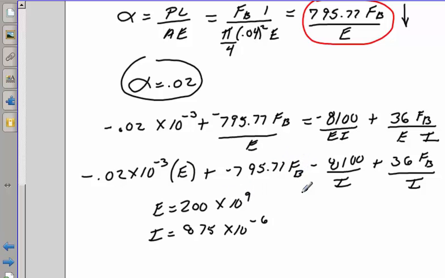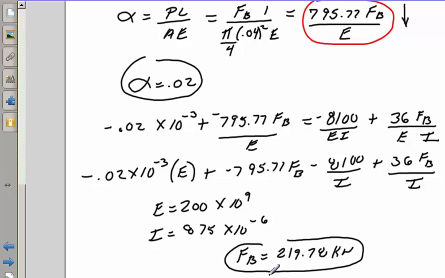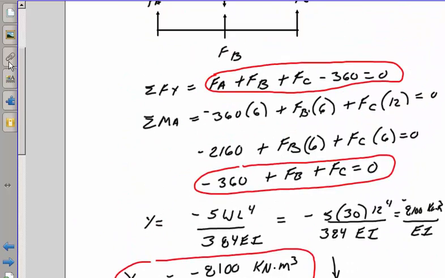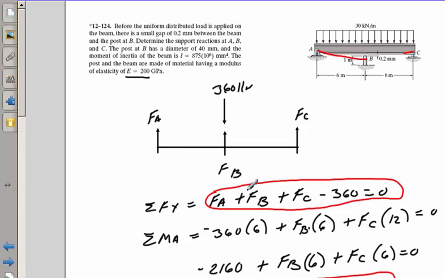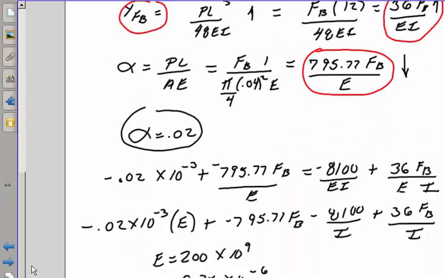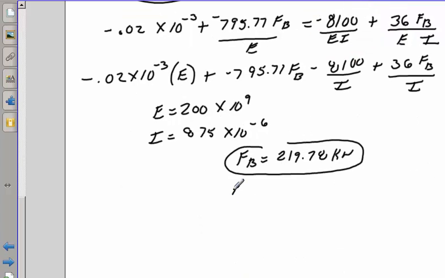And this is FB, and solve for FB. Move FB to one side, and when you do that, you'll get FB as approximately 219.7 kilonewtons. Okay, and then once you have that, take it, put it back into these equations here, find FA and find FC, and you'll get FA is equal to FC, which is equal to 70.11 kilonewtons.